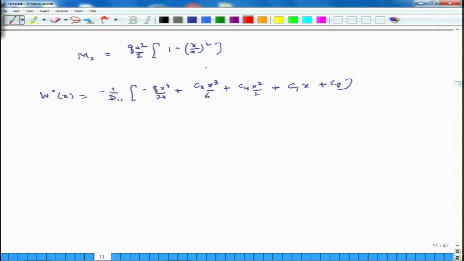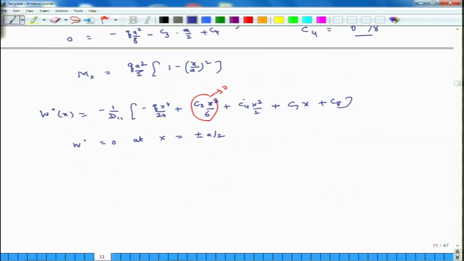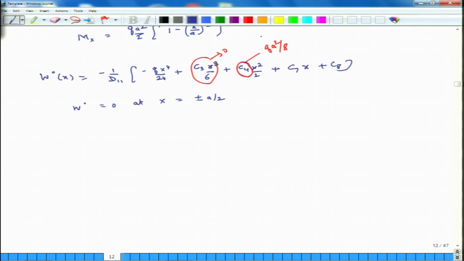So, this term goes to 0, and now we implement the boundary conditions that W naught equals 0 at x equal to plus minus a by 2. We also know that C4 is QA square over 8. So, this thing is QA square over 8. Now we have 2 conditions and 2 unknowns, C7 and C8, and we can calculate those, and if we do all the math correctly, this is what we get.